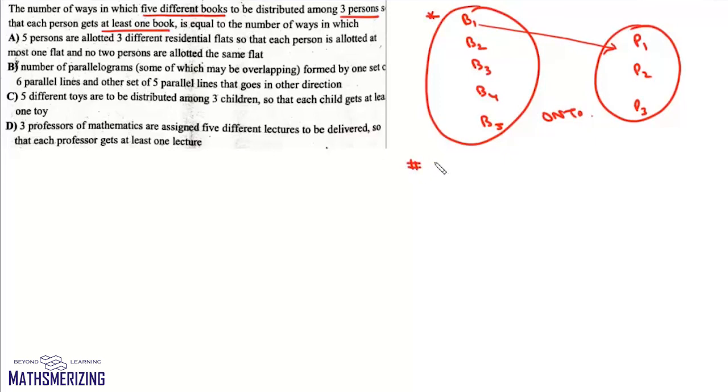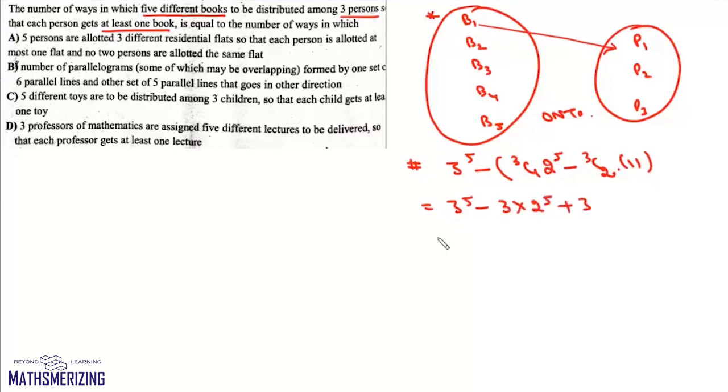And in one of the previous videos, we have already studied that the number of onto functions is given by total number of functions. Now for each book, we have 3 choices. So it will be 3 to the power 5 minus all those cases where at least 1 is empty. Now from these 3, we can select any one. It can be done in 3C1 ways. So for these books, we have 2 options now. So it will be 2 to the power 5 minus, now 2 are empty. So this can be done in 3C2 ways. Now all the books will go to the remaining person. So it is given by 3 to the power 5 minus 3 into 2 to the power 5 plus 3. Now 3 to the power 5 is 243 minus 32 into 3, which is 96, plus 3, and which is 150. So there are 150 ways in which we can distribute these 5 different books among 3 people so that each person gets at least 1 book.